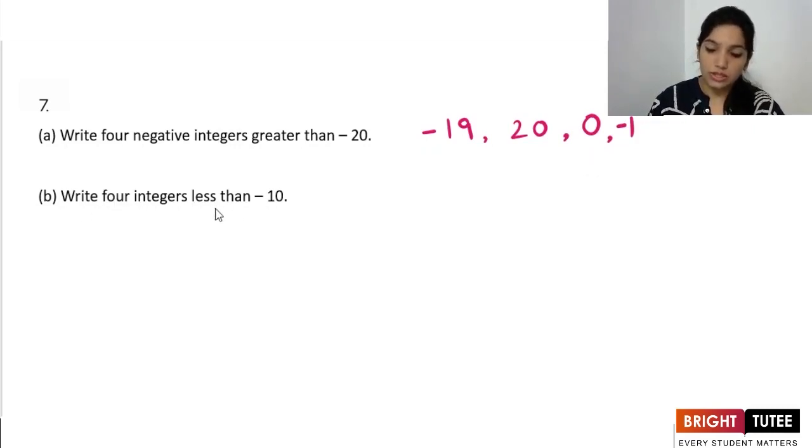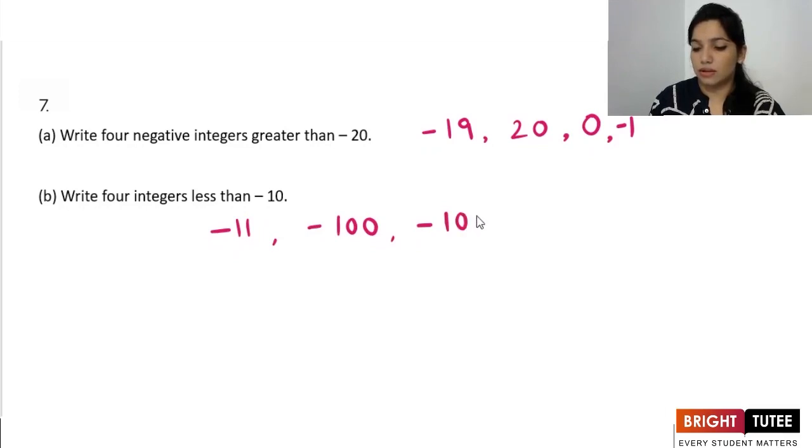Now write 4 integers less than minus 10. So less than minus 10, every number will lie on the left side. Say minus 11, minus 100, minus 1008, minus 9999. All these numbers are less than minus 10.